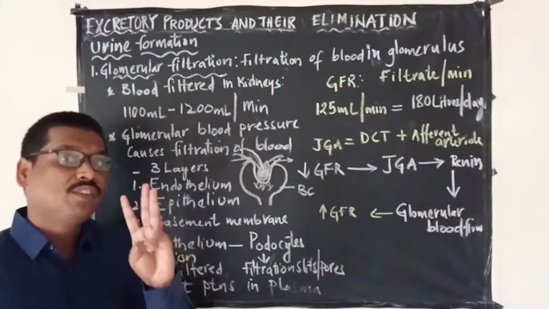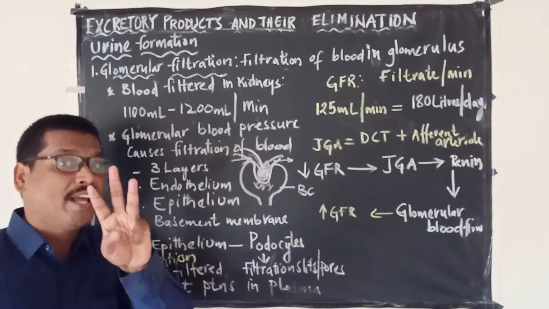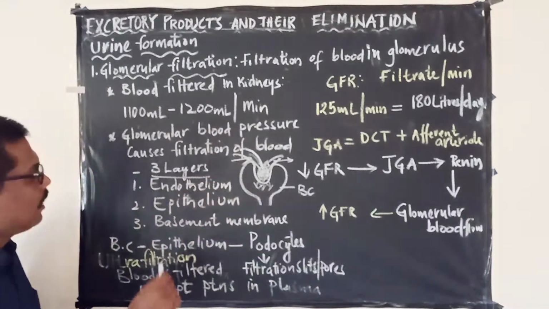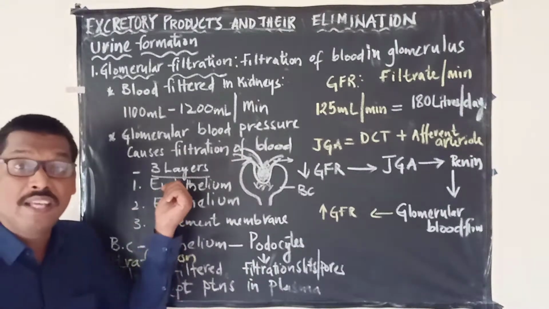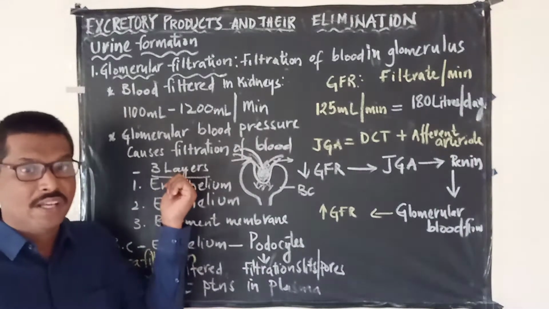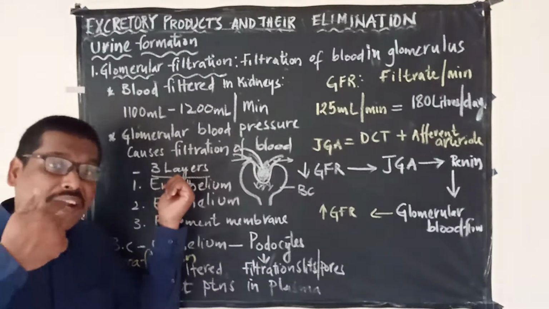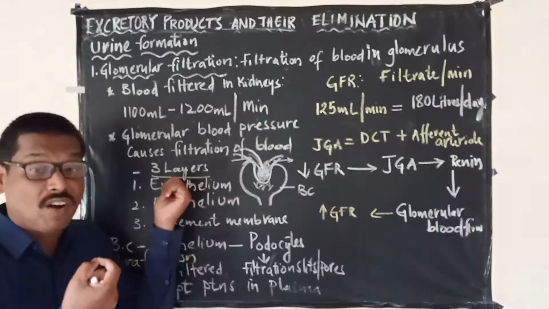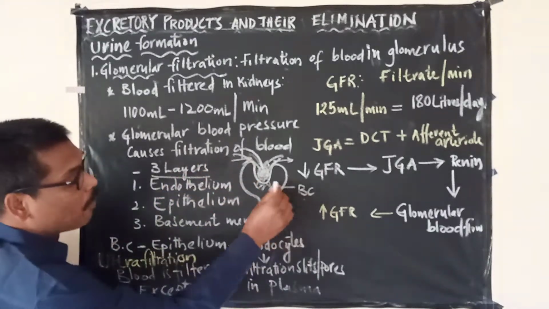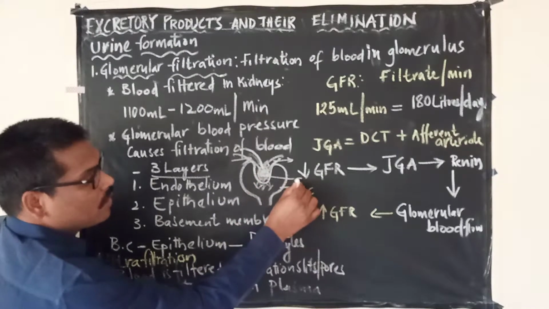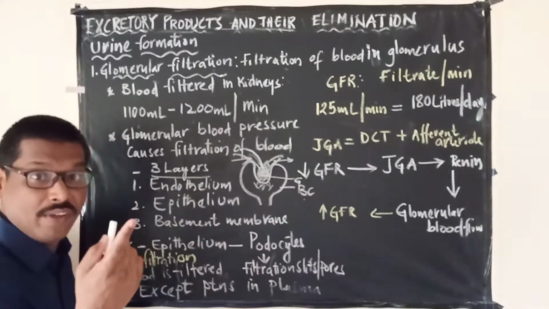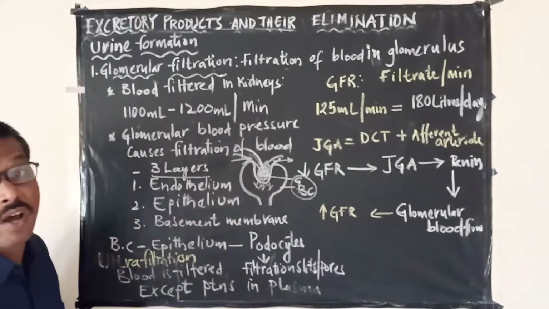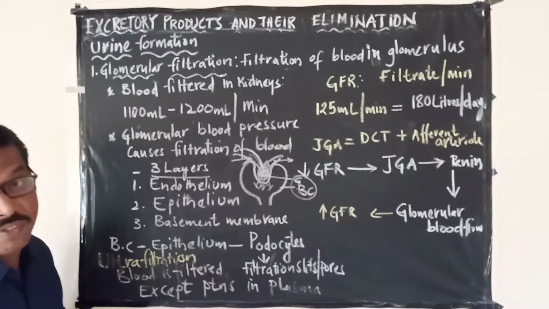Now here, this filtration will be taking place through three layers. What are those three layers? Here, the first one is the endothelium of the glomerulus. So you have to remember, whenever we are using the word glomerulus, it is nothing but the minute blood vessels called as what? Capillaries that are present in the Bowman's capsule. We already studied, we have to recap: Bowman's capsule plus glomerulus, what we called it as? The Malpighian corpuscle.